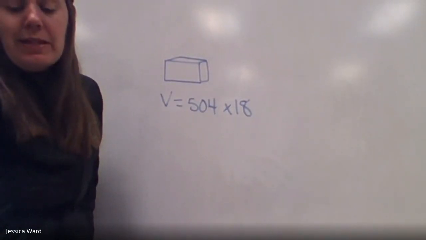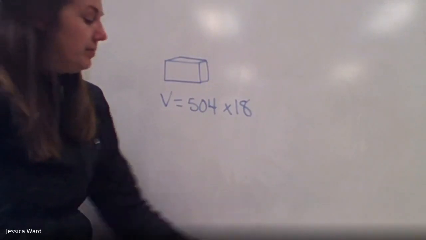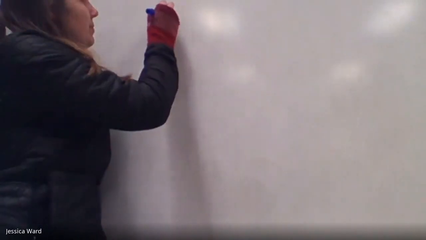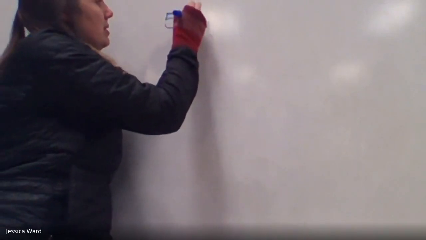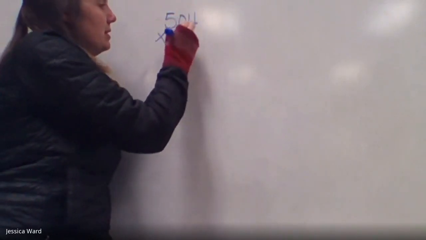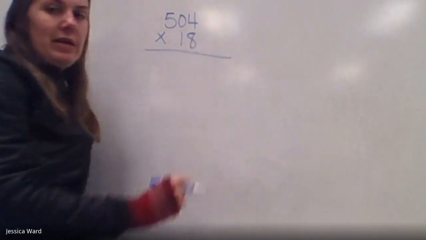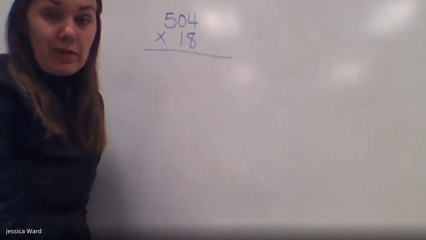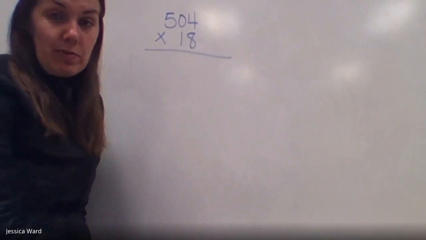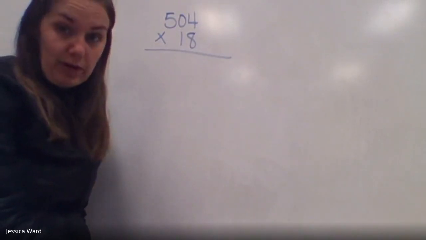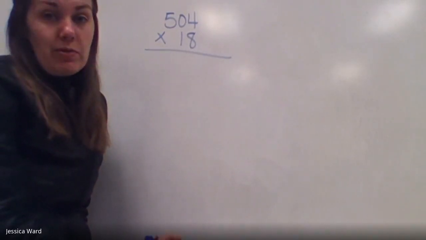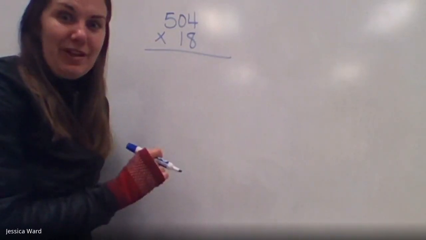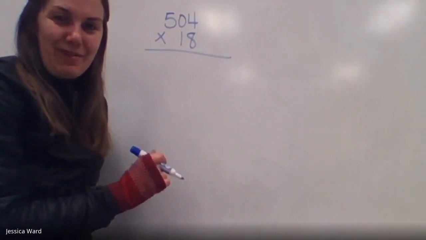It says estimate to check for reasonableness. So I'm going to start by moving my problem up. 504 times 18 is what we're dealing with. Now again, you can go ahead and solve this any way that works for you. If you want to continue to work with partial products, go for it. If you want to work on the standard algorithm, that's what I'm going to be showing here, hopefully a little bit more clearly than the first time.